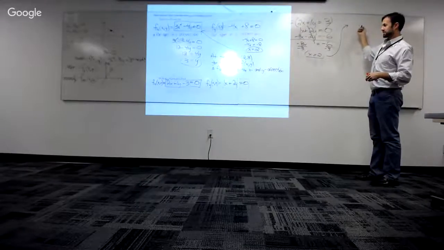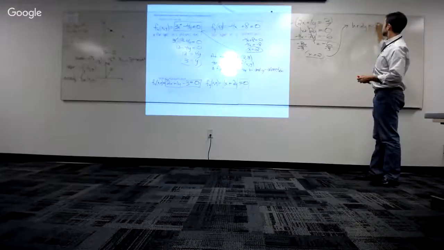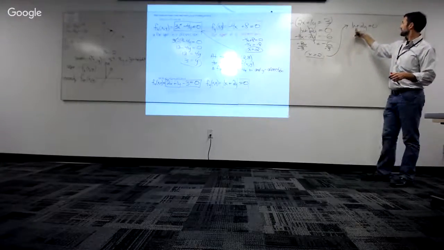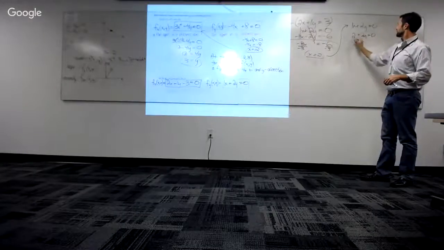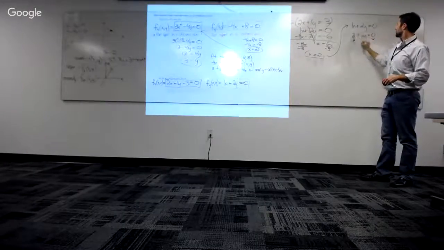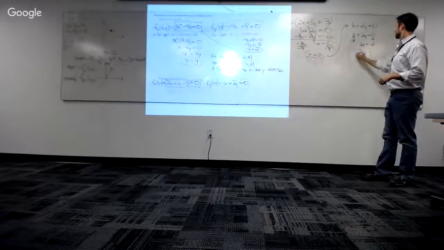I think the easiest equation to plug that into would be 1x plus 2y equals 0. So now we plug x equals 2 into this. Therefore we have 2 plus 2y equals 0. Moving the 2 over, we have 2y equals negative 2, which means y is equal to negative 1.